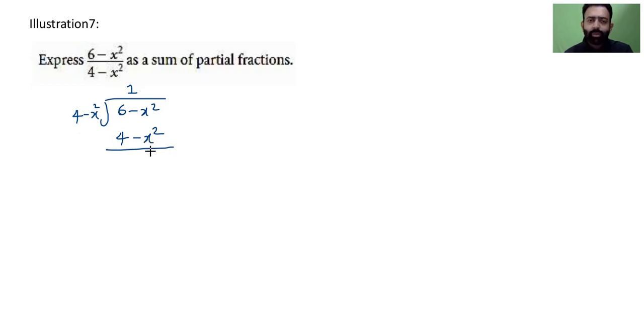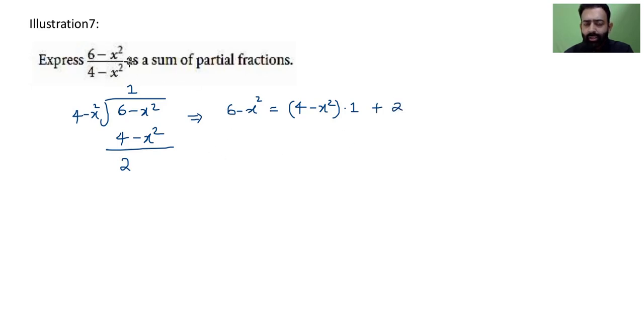Now, as in the simple process of division that we have already done in dividing polynomials, chapter number 1, just go through those videos. You will come to know how we divide these two polynomials. So the sign will get reversed, and the remainder you will obtain is 2. Look at this very carefully: 6 minus x square was your dividend. You have expressed this as the multiplication of this divisor with the quotient, which is 1, plus there is a remainder 2.